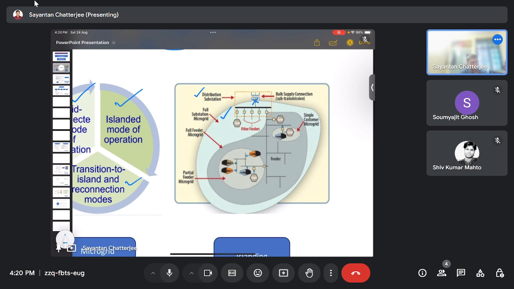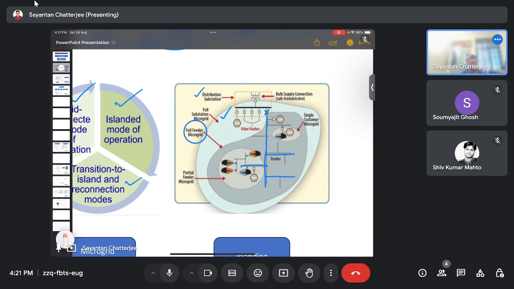Then let's suppose the point of common coupling is here, but the microgrid gets islanded from this point. So let this breaker be switched off. In that case, we will call it a full feeder microgrid. Here this line is a feeder, and from this feeder the loads are being delivered, these are the loads. This is restricted to one feeder, so this becomes a full feeder microgrid.